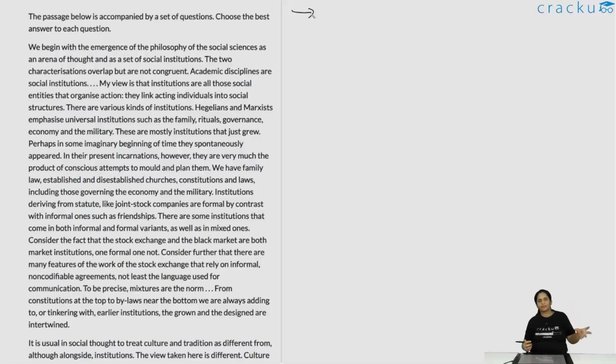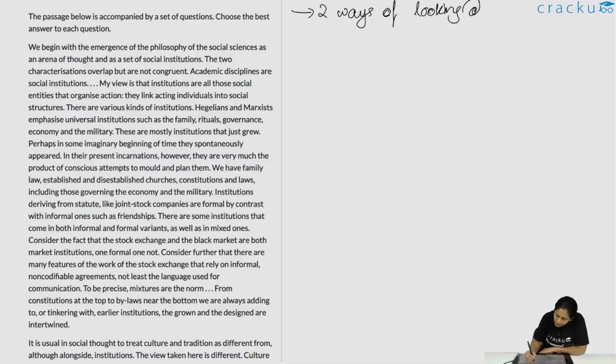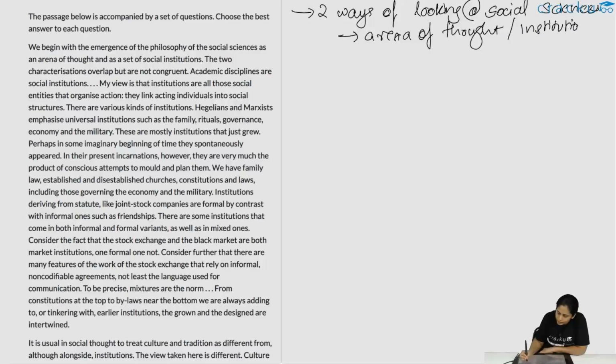The author believes that academic disciplines are social institutions. He basically feels that a social institution is any way in which people interact, act and coordinate together. So essentially there are two ways of looking at social sciences: either as an arena of thought or as institutions. Then the author goes on to tell what he feels are institutions. Definition of institutions.